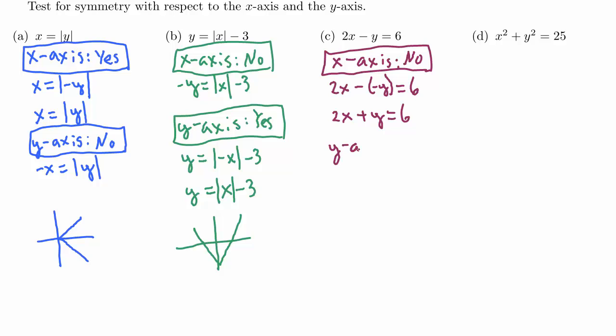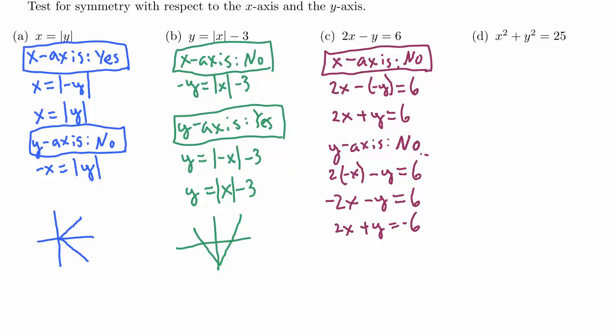Now let's look at the y-axis. Replace the x with negative x this time, so that gives me 2 times negative x minus y is equal to 6. So 2 times negative x is negative 2x minus y equals 6. And this is not the same as the original. Even if I divided by a negative, that would give me 2x plus y equals negative 6. And this is not the same as the original either. Therefore, this is not symmetric with respect to the y-axis.